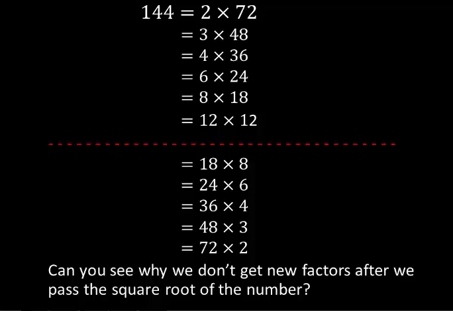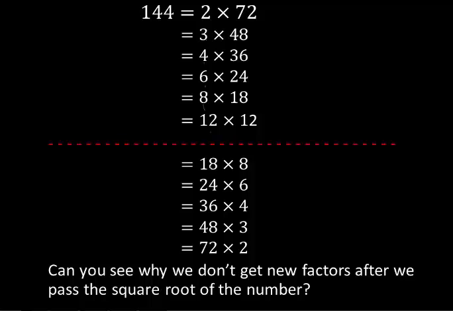Take the number 144. I chose that because that's a perfect square. And I wrote down all the different ways to factor 144 into two factors. So you could write it as 2 times 72, 3 times 48, etc. And we get down to 12 times 12. Notice I'm just increasing the divisors here. 2, 3, 4, 6, 8, 12.